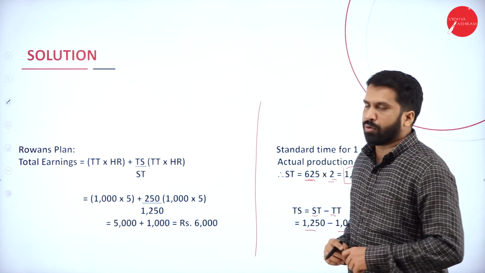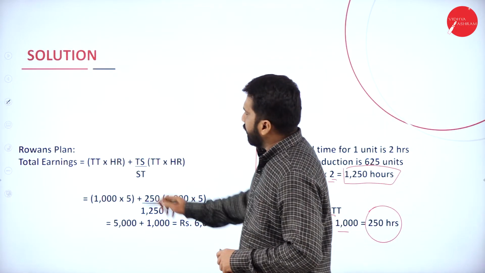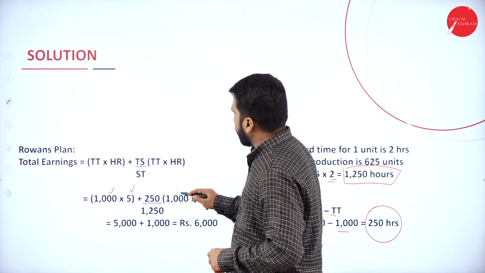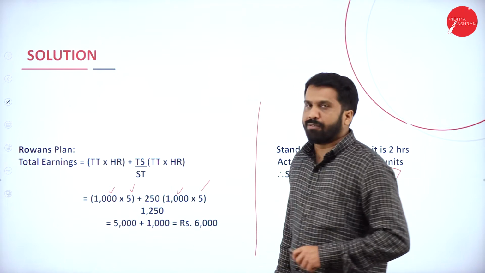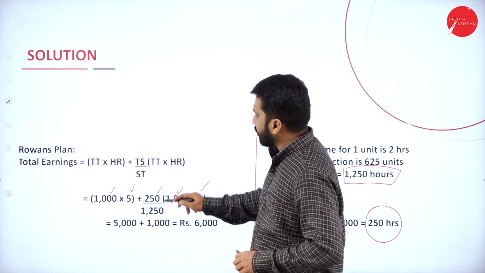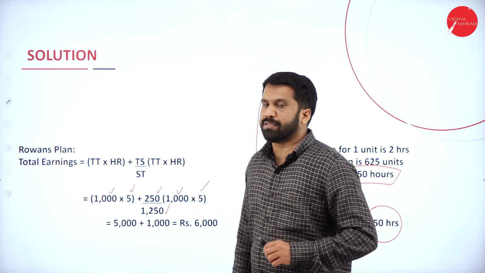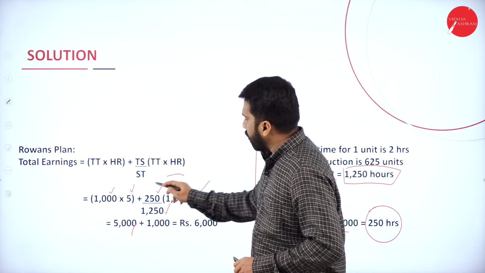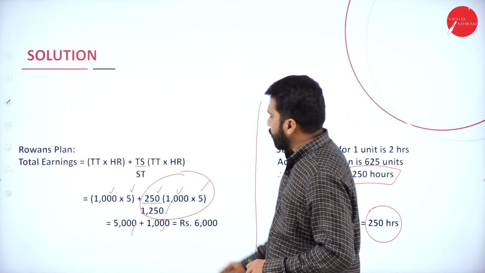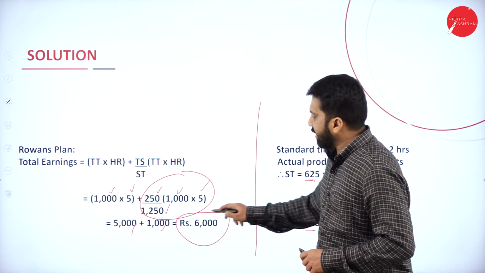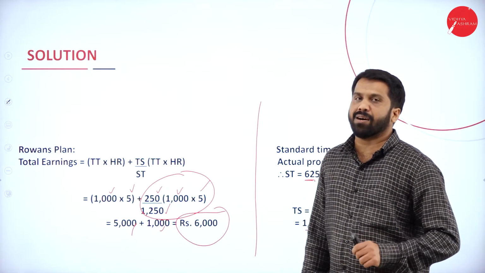Similarly, we'll go for row 1 plan. Under row 1 plan, time taken is 1000, hourly rate is 5. In this, what is the time saved? 250. What is the standard time? 1250. Now, this will be 5000. If you do all the calculation, you will get 1000. 5 plus 1, how much? Your final answer is 6000.